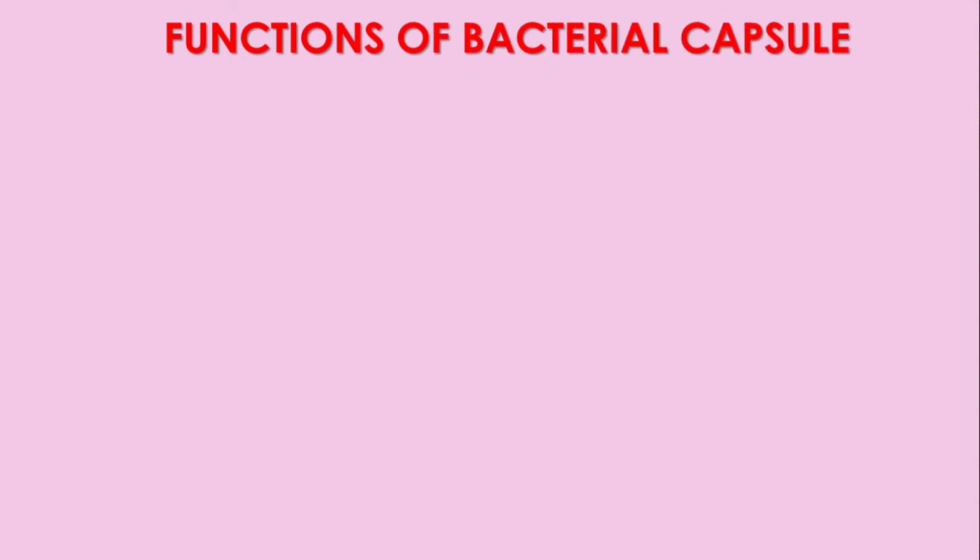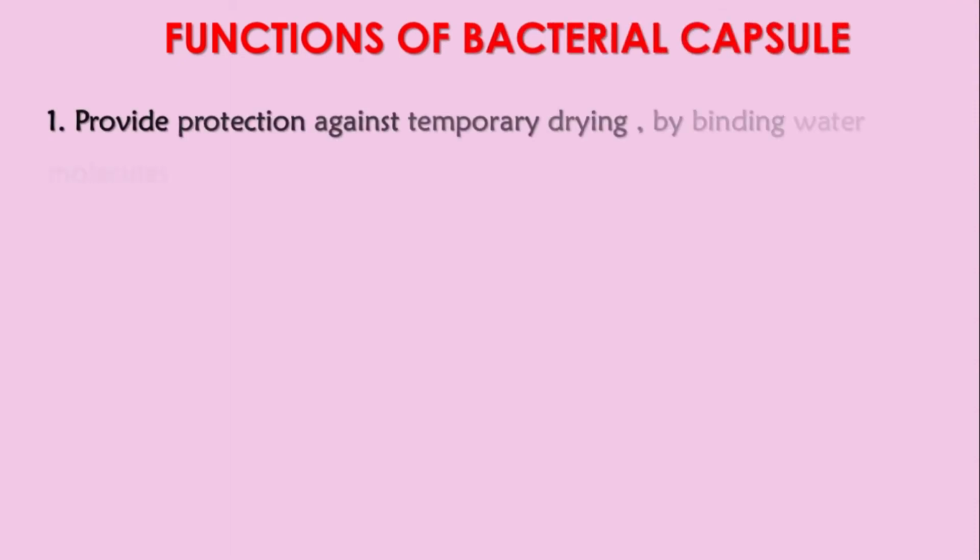Now let us see what the functions of the capsule are, what they contribute to the bacterial cell. One of the most important is that they protect the bacterial cell against temporary drying. How can they prevent it? By binding to water molecules, they help to provide protection temporarily. While a non-capsulated cell can be easily killed as compared to the capsulated one, because the capsulated cell has the ability to resist drying at least for a temporary period.